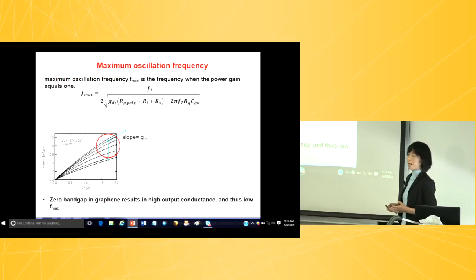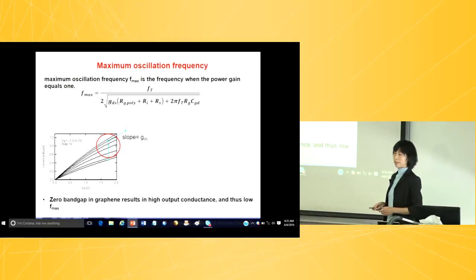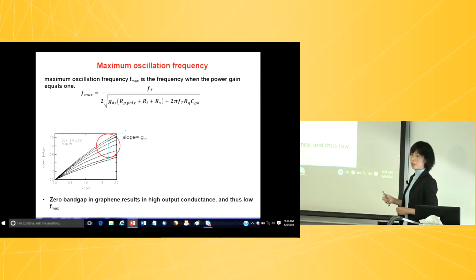Although graphene has a very high cutoff frequency, the major problem of graphene used for RF devices is the Fmax, the maximum oscillation frequency or power gain. The maximum oscillation frequency is defined as the frequency when the power gain equals 1. So we can derive that this Fmax is related to the cutoff frequency, in addition to other extrinsic parameters, for example, the poly resistance or the series resistance. Most importantly, it also depends on the output conductance, the GDS.